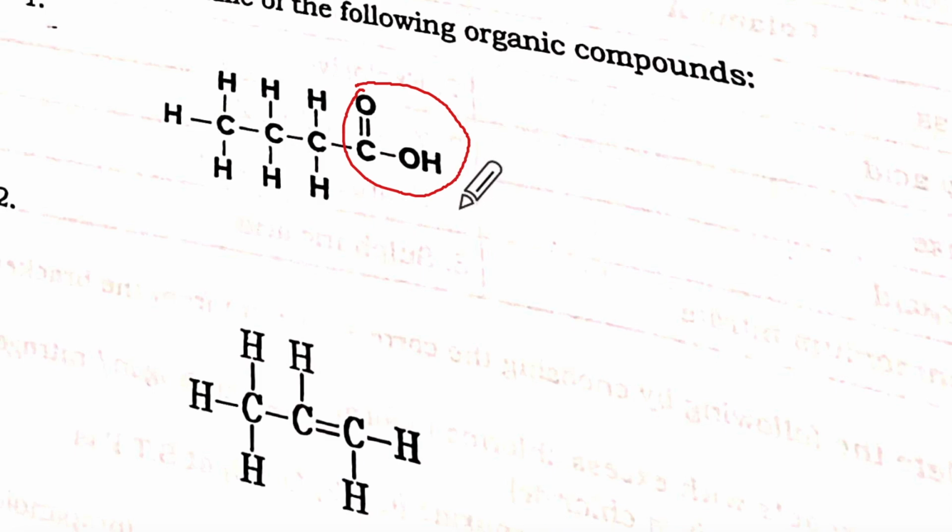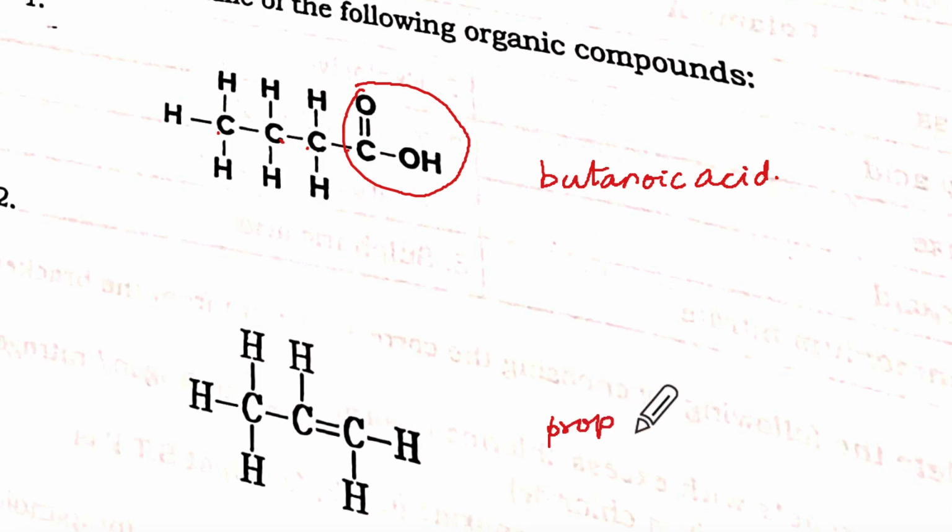IUPAC. What is this? This is oic acid, right? So 1, 2, 3, 4 means what is it? But. Butanoic acid. Single bond means an and then butanoic acid. Ma'am, do we write 1 butanoic? No, you don't write 1 butanoic. 1, 2, 3. This is prop. Okay. And here double bond means it is ene.